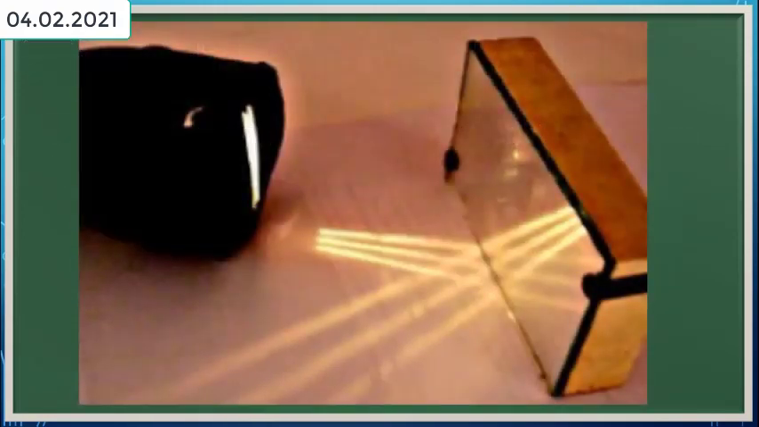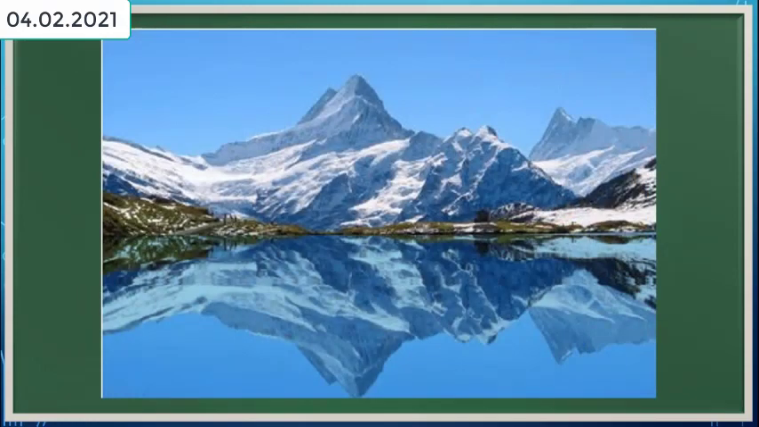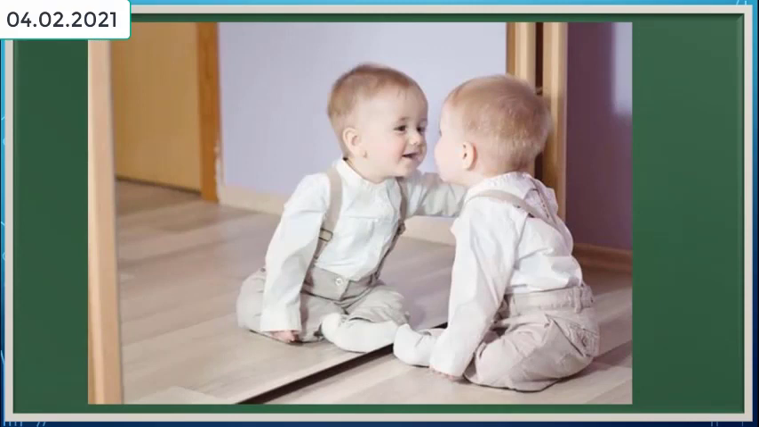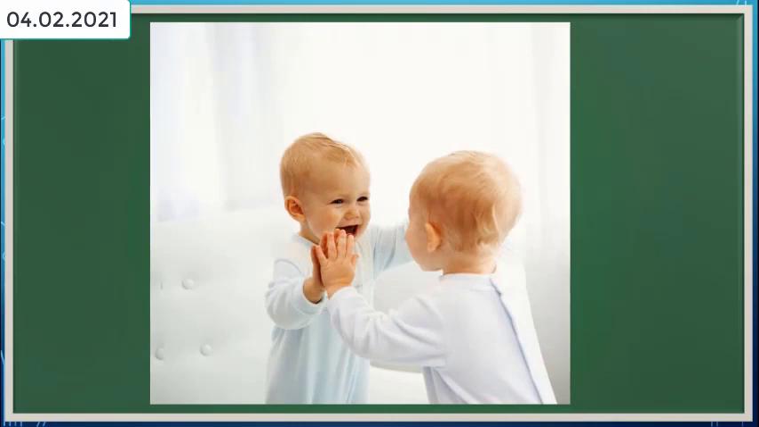Now, image of an object. Generally, when we look into a mirror, we see our face. Actually, what we see in the mirror is exactly a reflection of our face. Hence, it is known as an image of our face. In this case, our face is the object and what we see in the mirror is its image. The image of our face seen in the mirror is formed where light rays after reflection from the mirror seem to originate from. The image of our face appears to be situated behind the mirror.